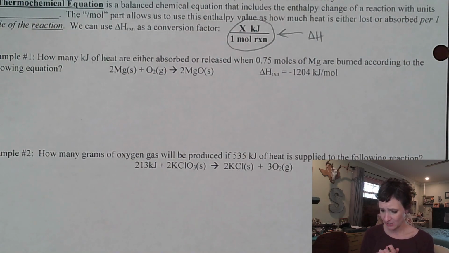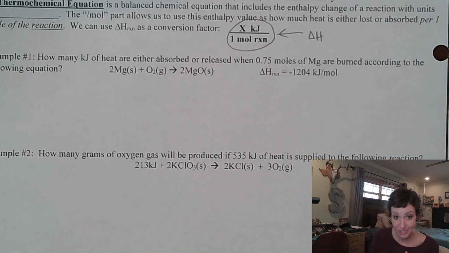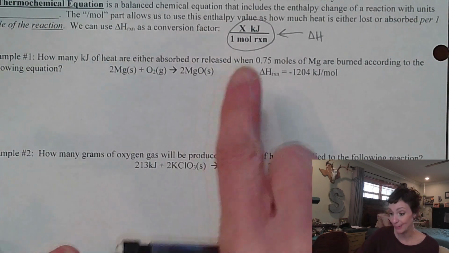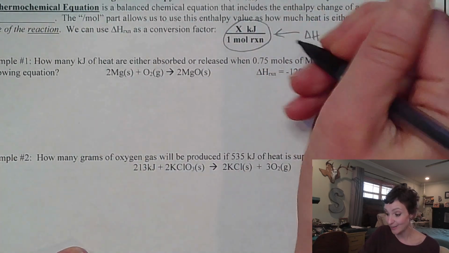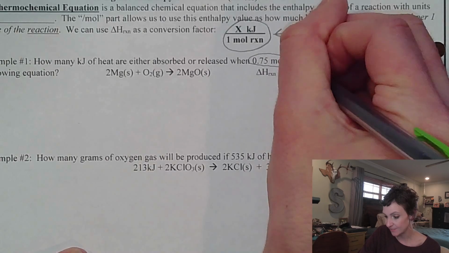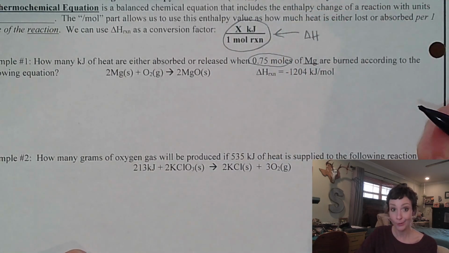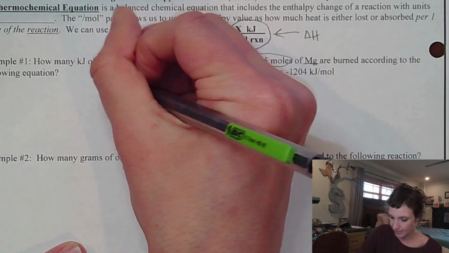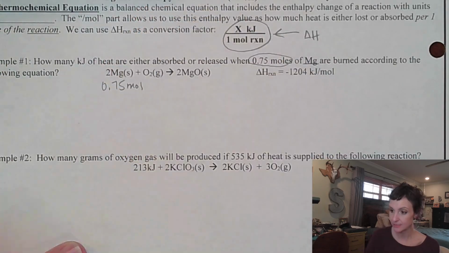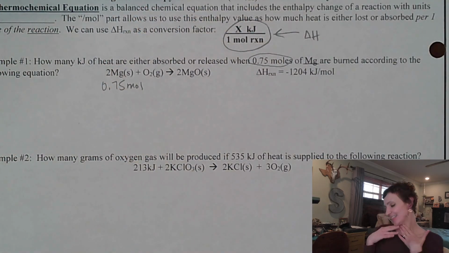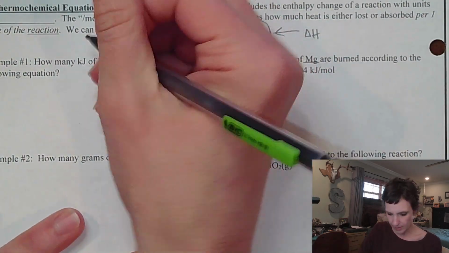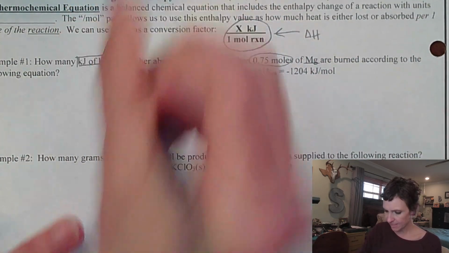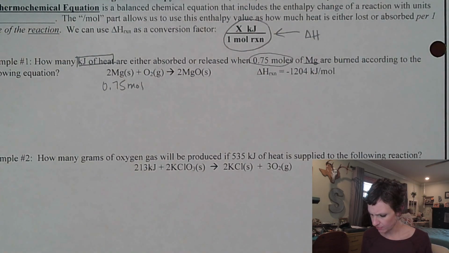Okay, how many kilojoules of heat are either absorbed or released when moles are burned according to the following equation? Oh my gosh, what is going on? We have been trained to find our number in our problem and circle it. I am starting you off with 0.75 moles of magnesium. We're going to write that information underneath magnesium, yes? So 0.75 moles. Cool. So where are we trying to take this to? How many who? Kilojoules of heat. Kilojoules of heat of who?